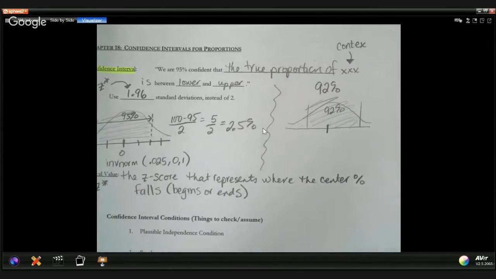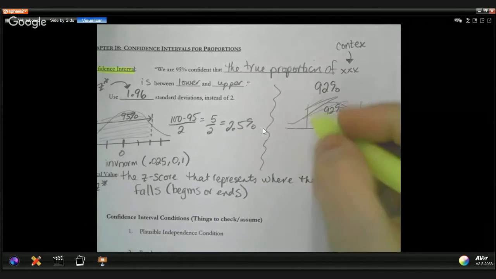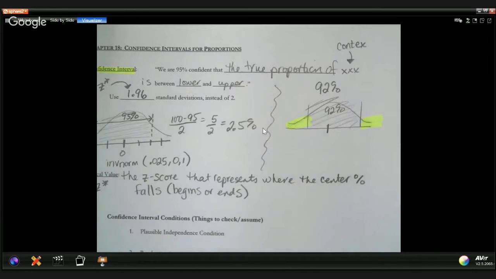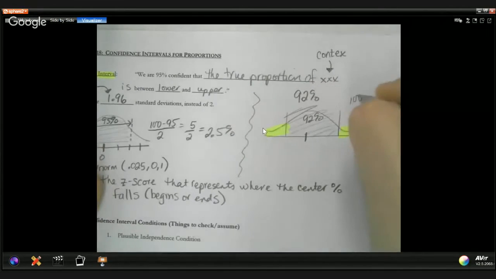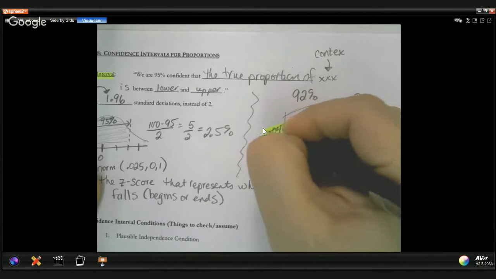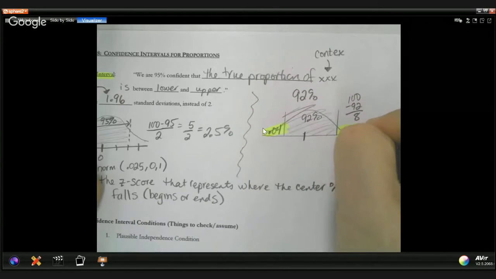So I'm looking for this left side or the right side, one or the other. Well, I know the whole curve's 100%. So 100 minus 92 is 8. So these two highlighted sections make up 8%. So this side is 0.04 and this side is 0.04.